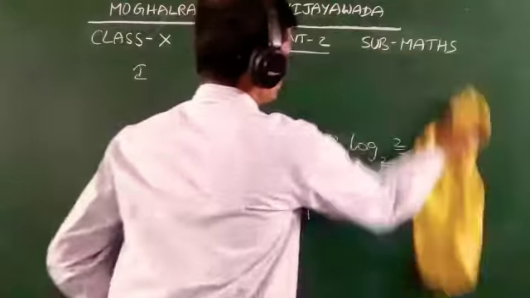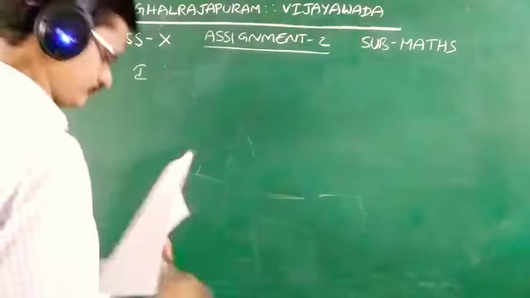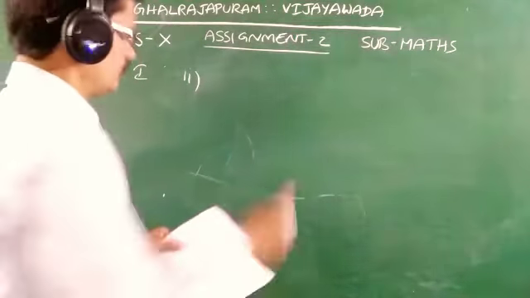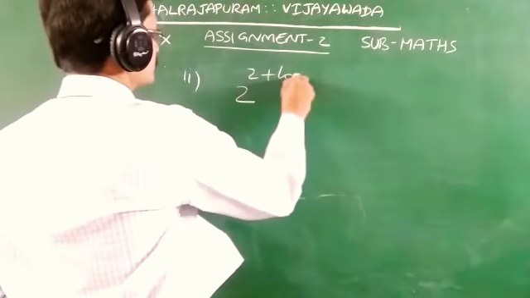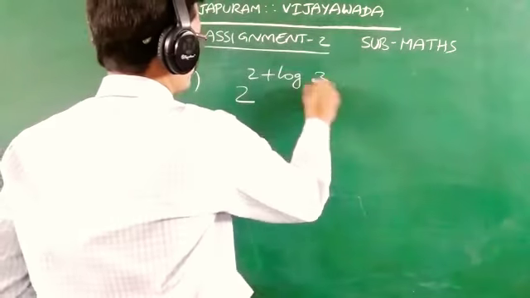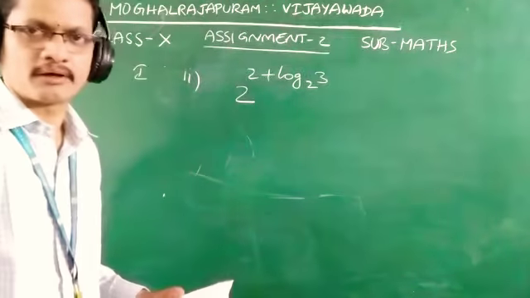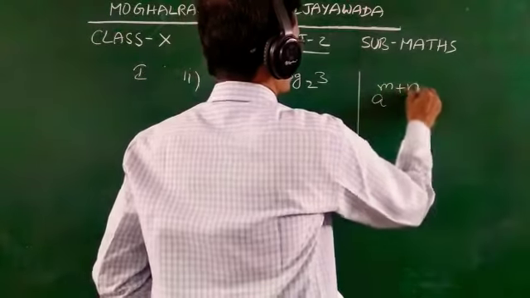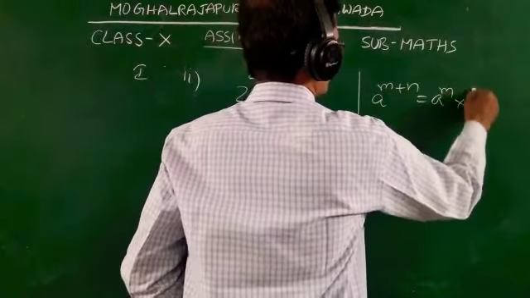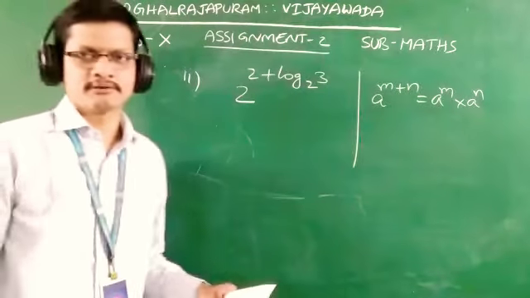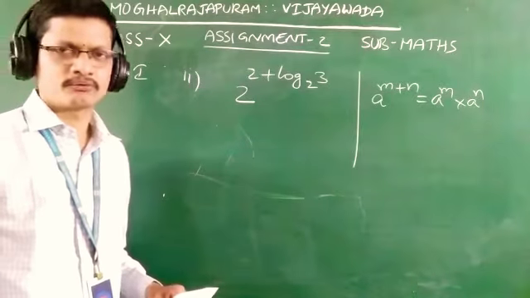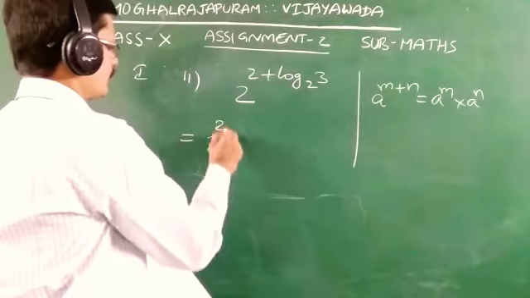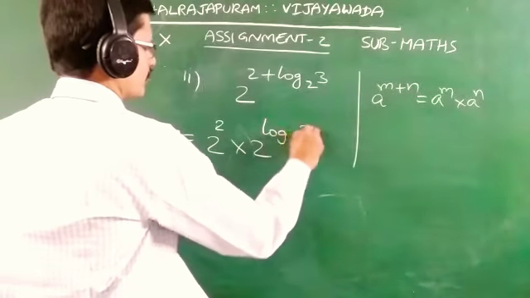See the second question: 2 power (2 plus log 3 base 2). What is the formula for a power m plus n? A power m plus n is equal to a power m into a power n. So this can be written as 2 power 2 into 2 power log 3 base 2.